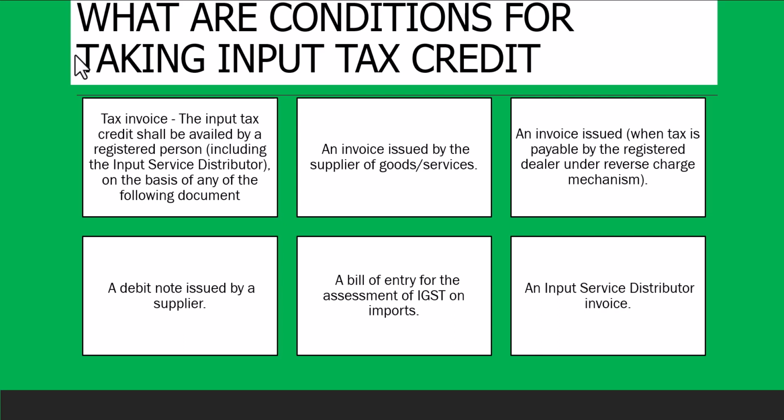An input service distributor invoice, so that invoice means the invoice raised by your supplier, the invoice raised by an advocate, a debit note raised by your supplier, a bill of entry filed by you at the customs house, and an input service distributor invoice, which you are going to take credit for, because suppose your head office is raising an input service distributor invoice on you for some common expense. So that will become an important part for taking input credit.